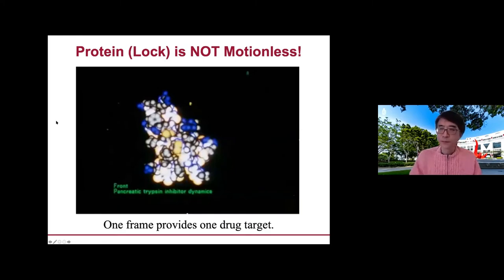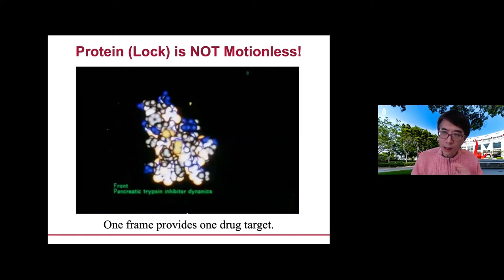Okay, now what's the difference between a protein and a lock? The lock is rigid. The key is solid, right? It's not moving, right? However, protein is a flexible polymer. In chemistry, we like to call it a polymer, right? So basically it's flexible. And in reality, protein is not rigid.